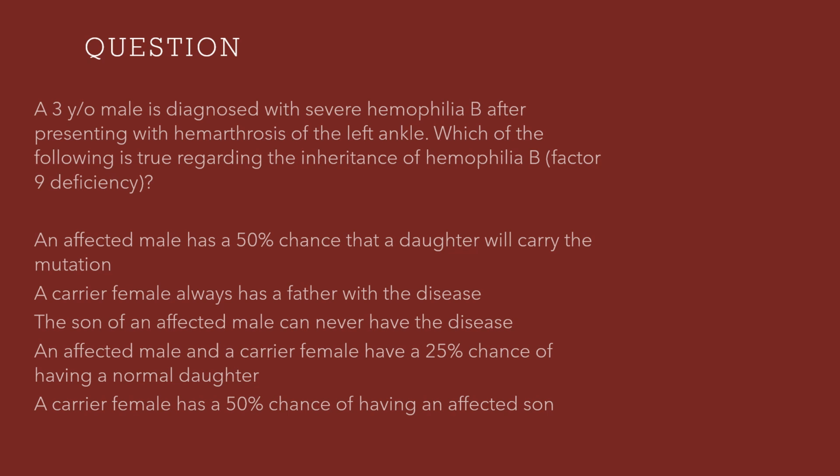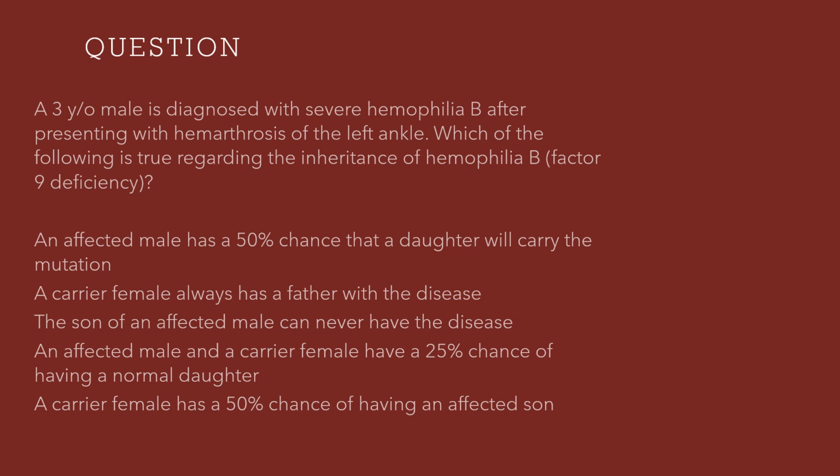The correct answer is that a carrier female has a 50% chance of having an affected son. So the carrier female carries this hemophilia B on one of her X chromosomes. She has to pass her X chromosome to her son because the son is going to get the Y from the dad. So one of those two X chromosomes that the mom is carrying hemophilia B on is going to pass down to the son.